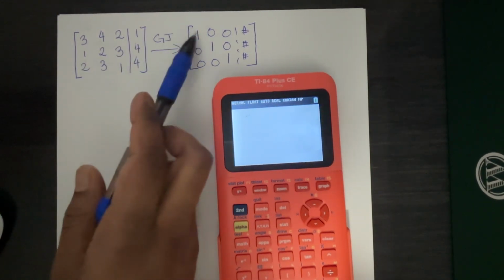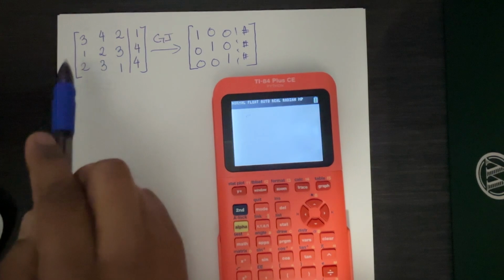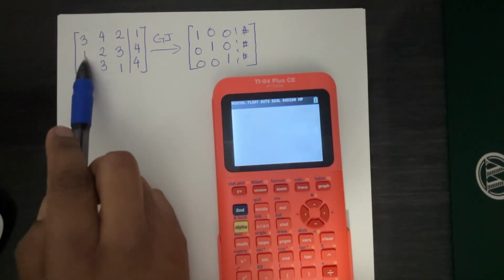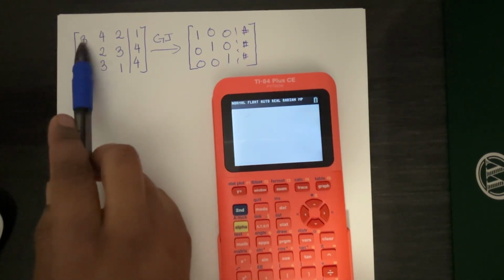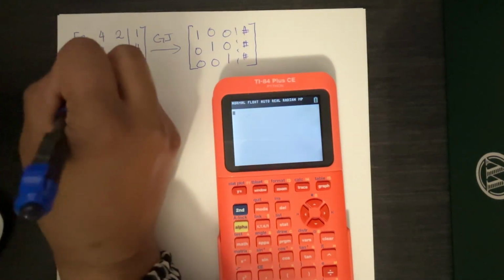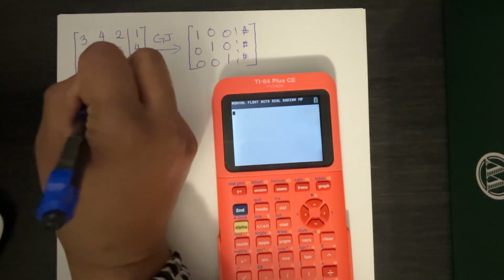Now, we know that I need a 1 here. So if you look through the first column, notice there is a 1 in the second row. So again, in the first step, if you want to do a row switch, this is the best time to do it. So I'm going to go ahead and switch the first row and the second row. So I'm switching row 1 and row 2.